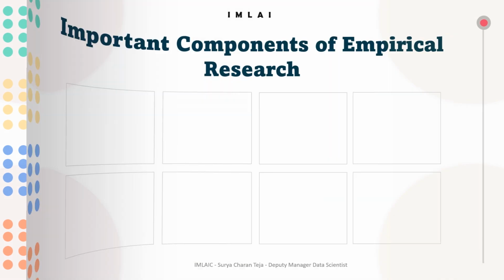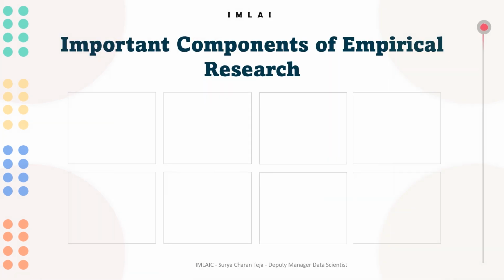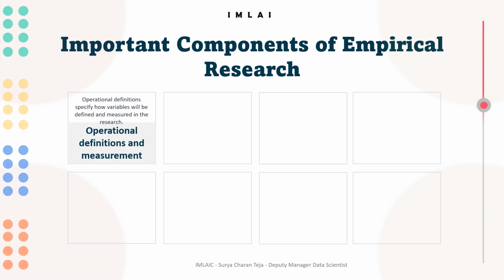More. So we have more. Next is operational definitions and measurement. Operational definitions specify how variables will be defined and measured in the research. They provide clear and concrete definitions or procedures for measuring or observing variables and are important for ensuring the reliability and validity of the research findings.